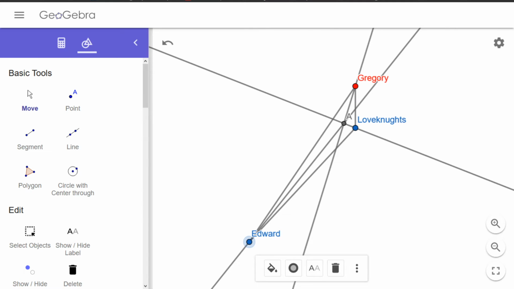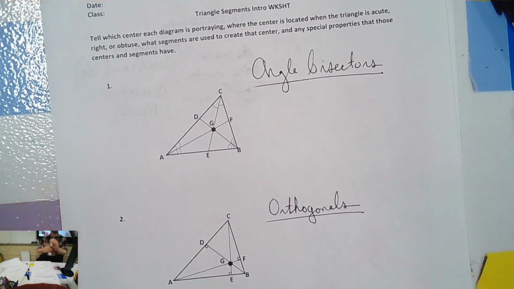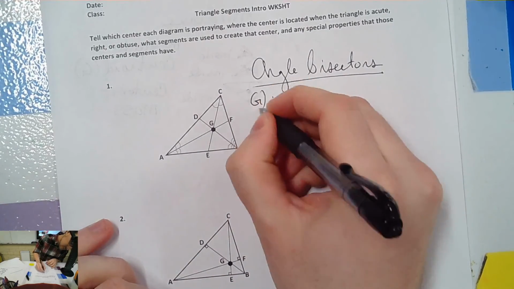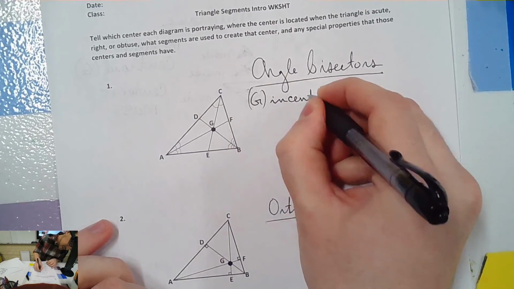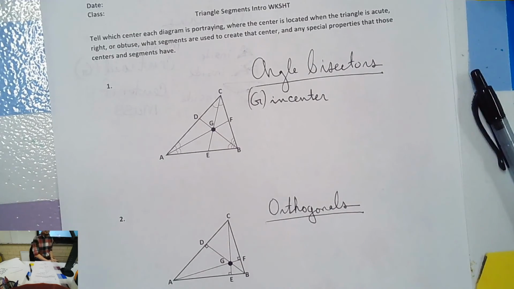Now, we do not call this the centroid, because the centroid is the intersection of the medians, right? This is the intersection of the angle bisectors, and we call it the incenter. So G is the incenter. And we call it this because it has this property.